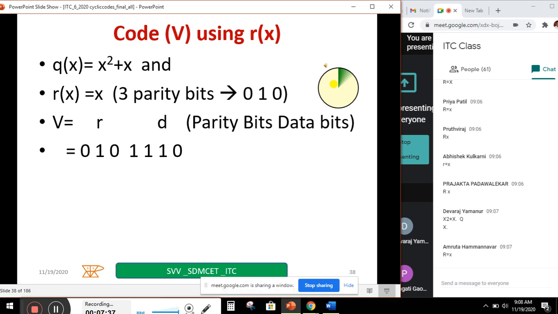I have to write the parity bits followed by the data bits. This is one method, code V using r of x. One more method is there. You can do both methods and cross verify whether the answer you are getting is the same in both cases or not. Let me go to the next.